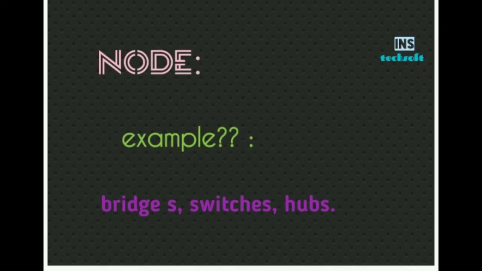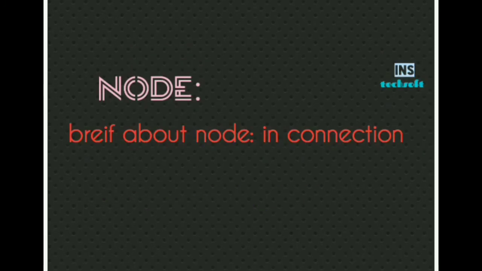Coming to examples of nodes: bridges, switches, hubs and more, as well as other computers, printers and servers. One of the most common forms of a node is a host computer. So guys, a brief about nodes: in a computer network, a node is either a connection point, a redistribution point, or a communication point. Otherwise, a node refers to a point or joint where a connection takes place.